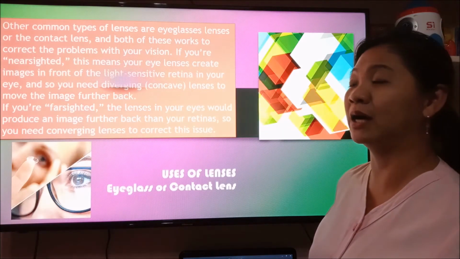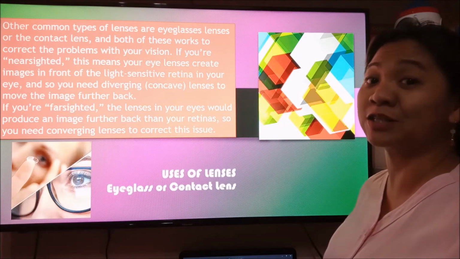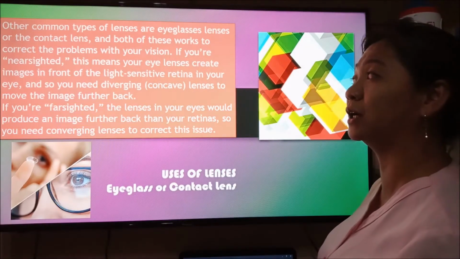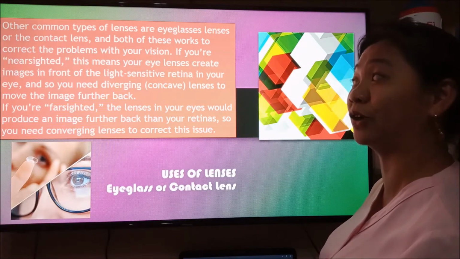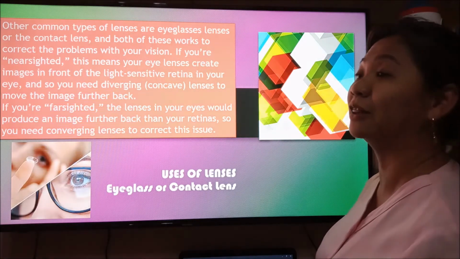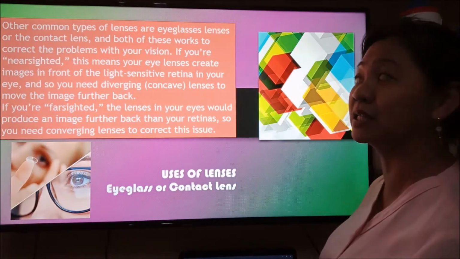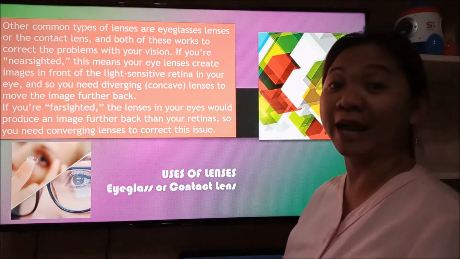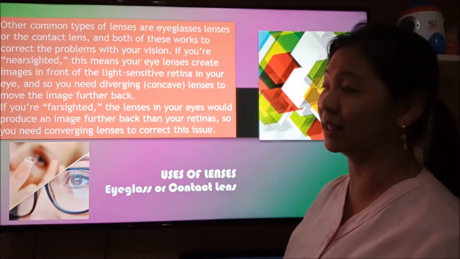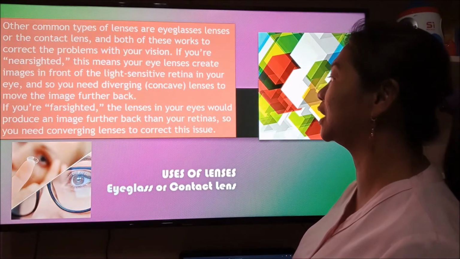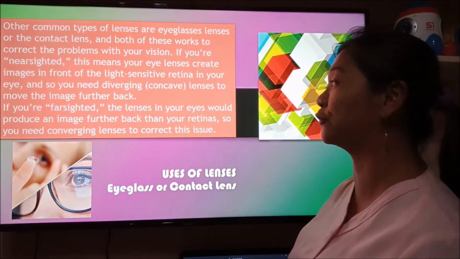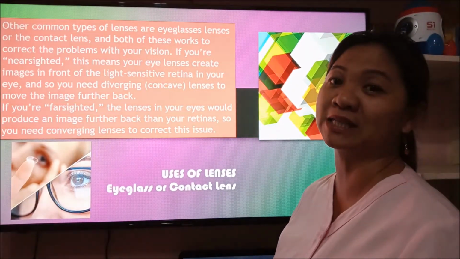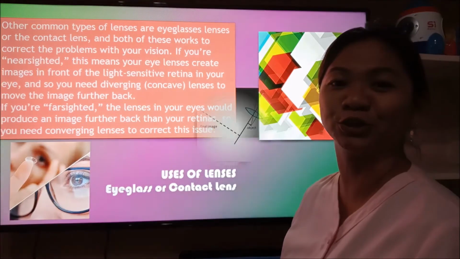You should remember that if you are nearsighted, this means your eye lenses create images in front of the light-sensitive retina in your eyes. So you need diverging or concave lenses to move the image further back. On the other hand, if you are farsighted, this means that the lenses in your eyes would produce an image further back than your retinas. So you need converging lenses to correct this issue.